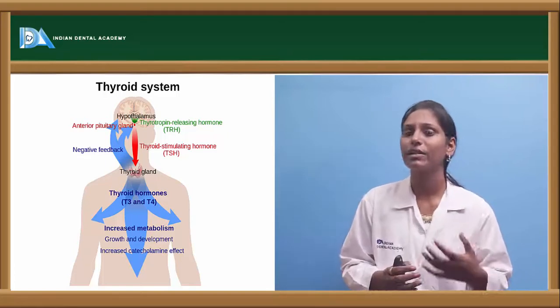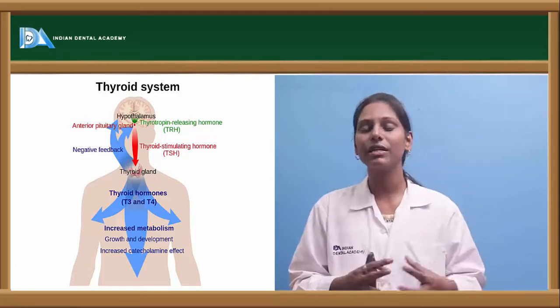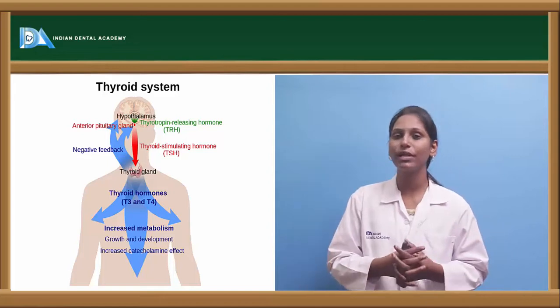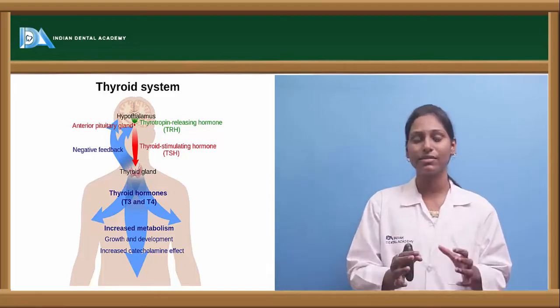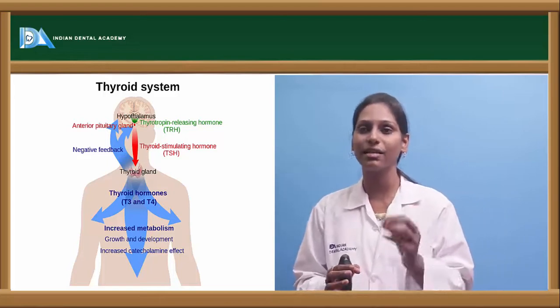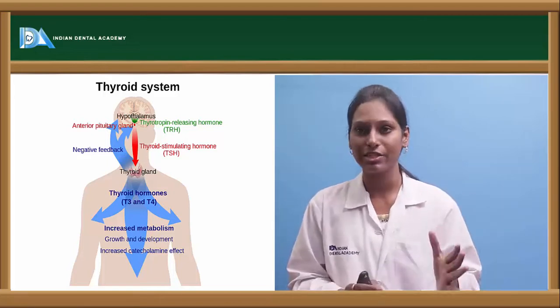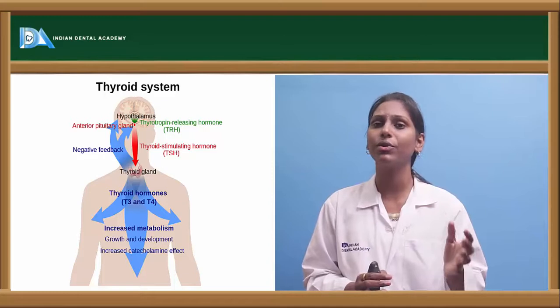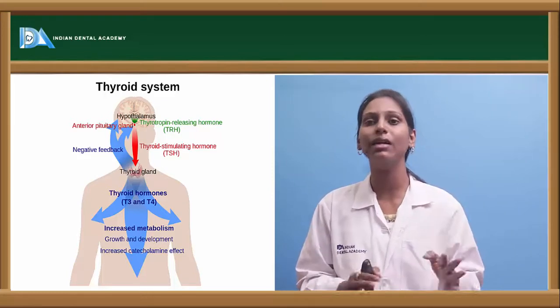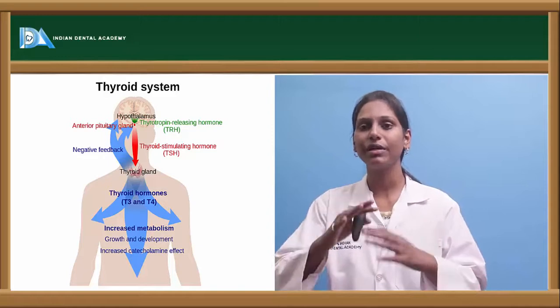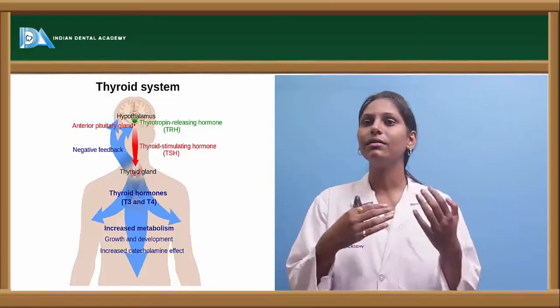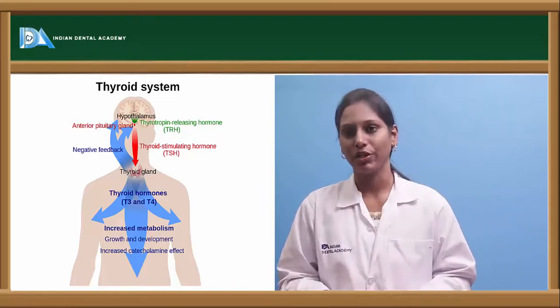And the parathyroid glands release a hormone called calcitonin. Especially it is released from the parafollicular C cells. These parafollicular C cells are the ones that release the calcitonin hormone. This calcitonin hormone is responsible for maintaining the homeostasis of calcium metabolism, especially from the bone. These are the thyroid system and also the parathyroid system.